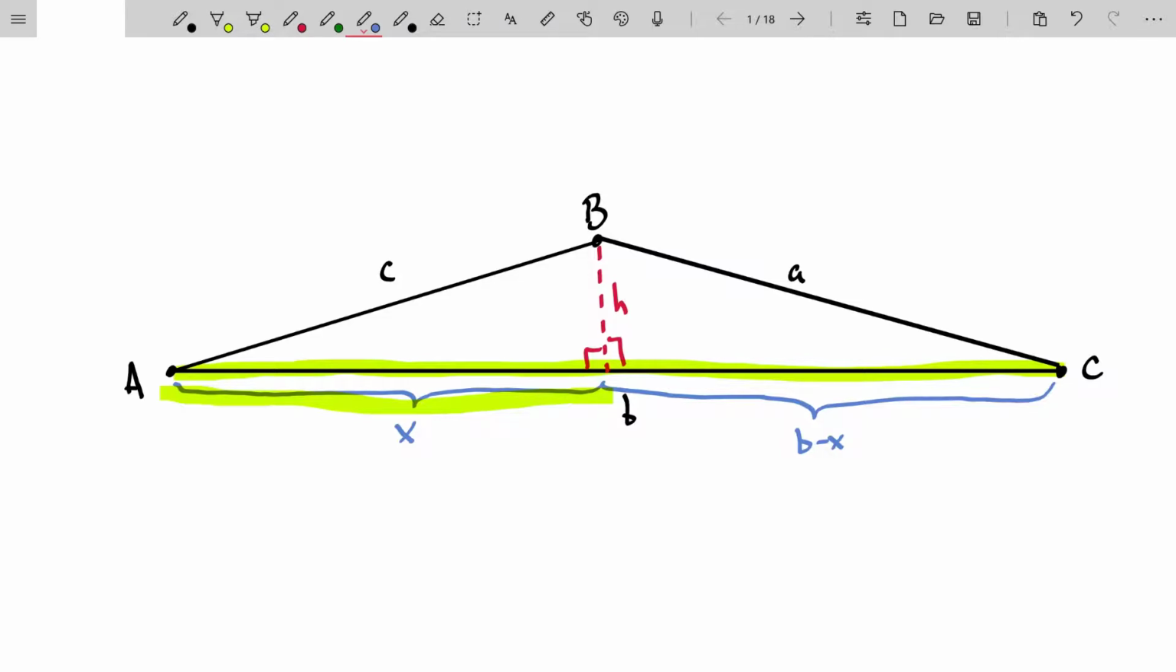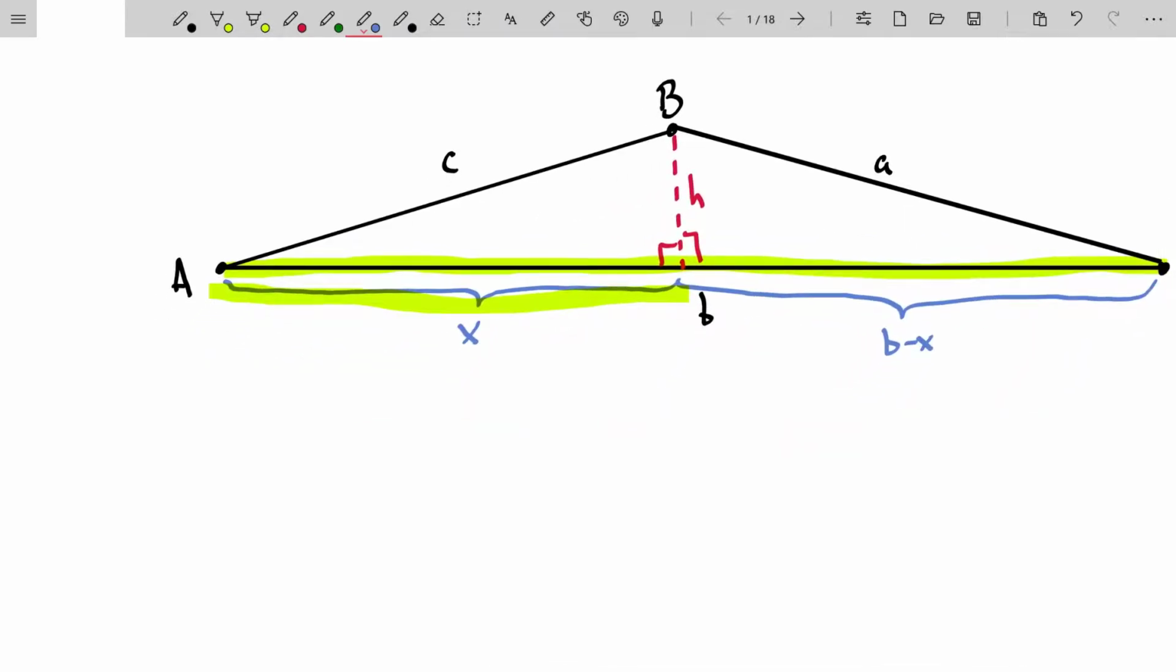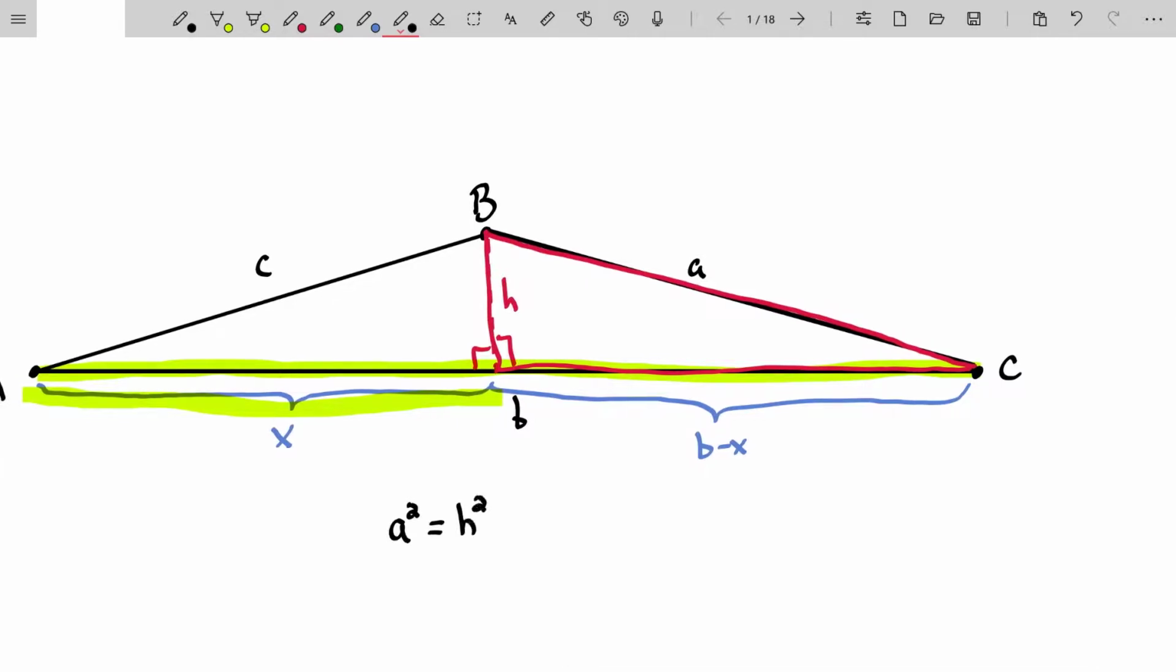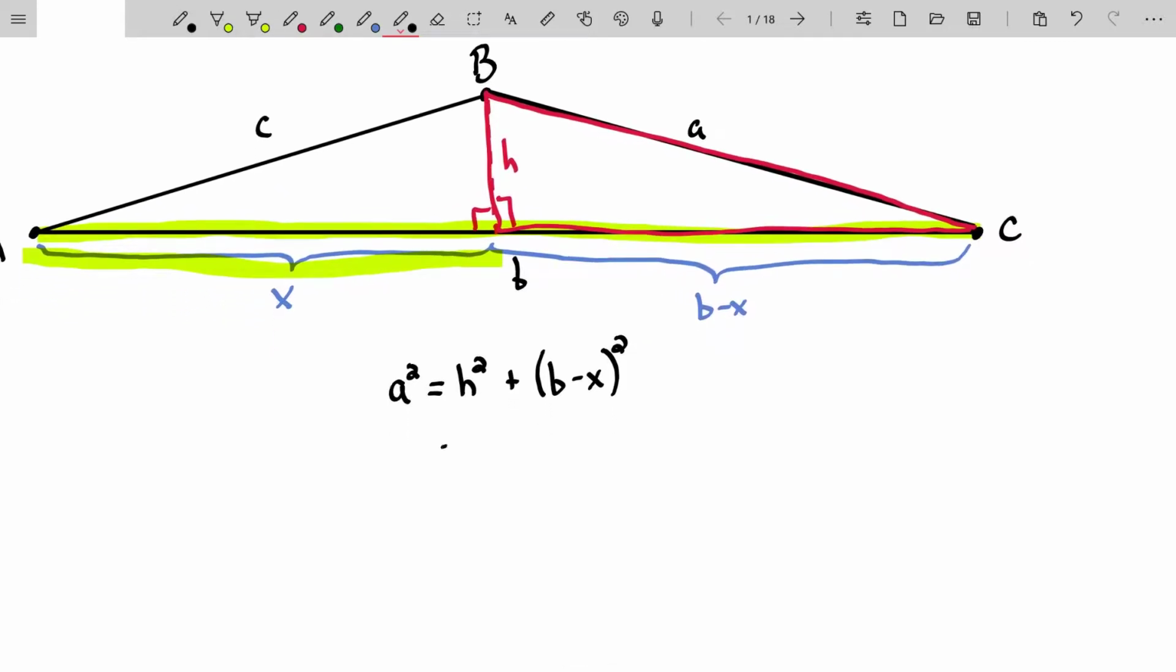And what we're going to do here is use the Pythagorean theorem. Specifically, I'm going to use the Pythagorean theorem on this right triangle right here. If we did that, we would get that A squared is equal to H squared plus the quantity B minus X, being squared. That's pretty good. And what I'm going to do is distribute out that binomial. So this is plus B squared minus 2BX plus X squared.